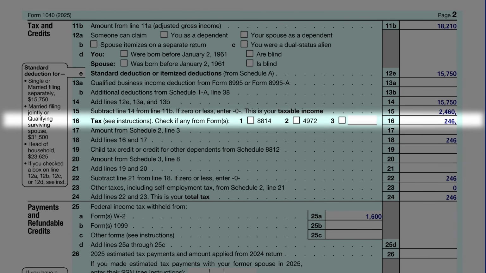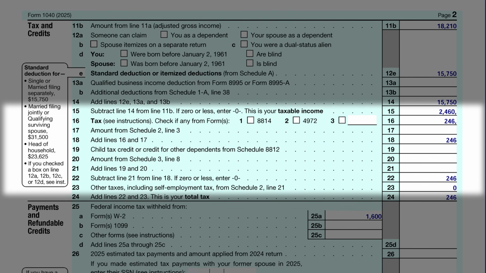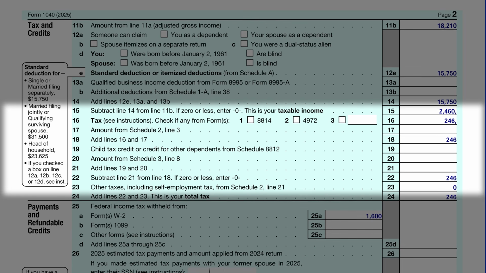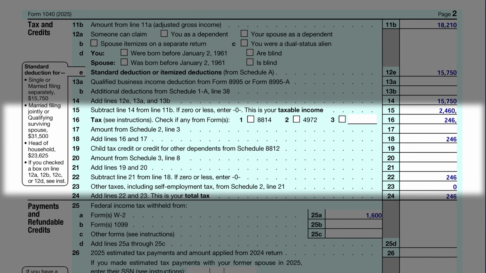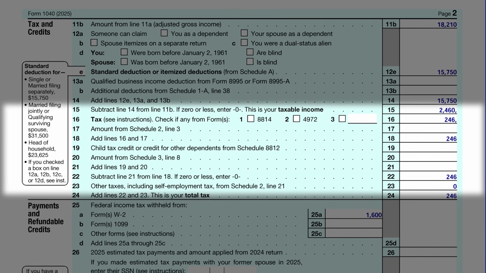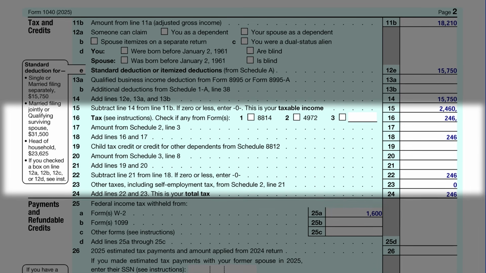Page 2 also covers tax credits, which can reduce your tax bill. One major credit to be aware of is the child tax credit, which for tax year 2025 can be worth up to $2,200 per qualifying child, depending on your situation. Tax credits reduce what you owe dollar for dollar, so it's worth checking if you qualify. John didn't have any credits, so his tax amount remained the same.